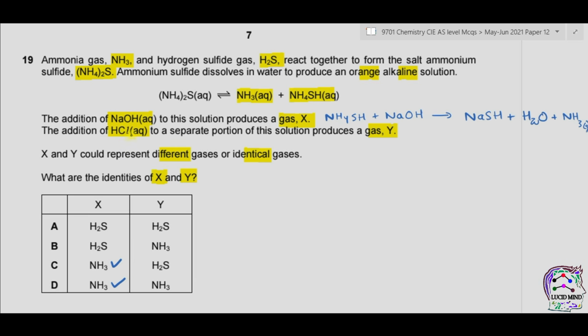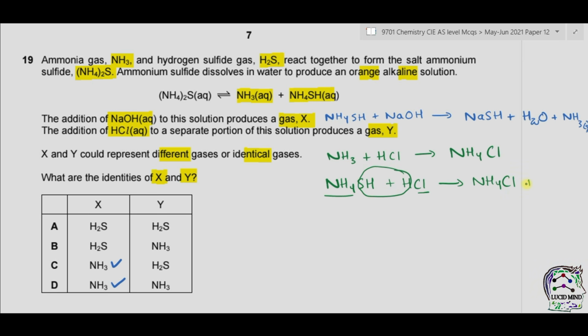Now the second reaction is of HCl with these. First one is NH3. It can react with aqueous HCl to form ammonium chloride salt. There is no gas produced. While NH4SH can also react with HCl to form ammonium chloride. And we have H2S gas that is also produced.